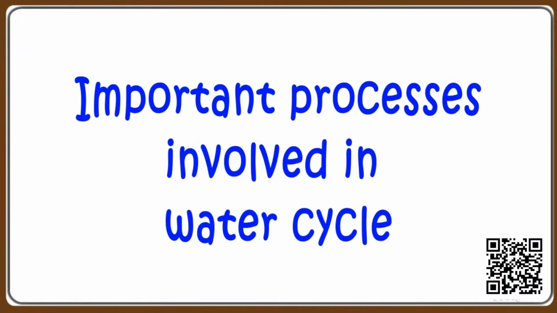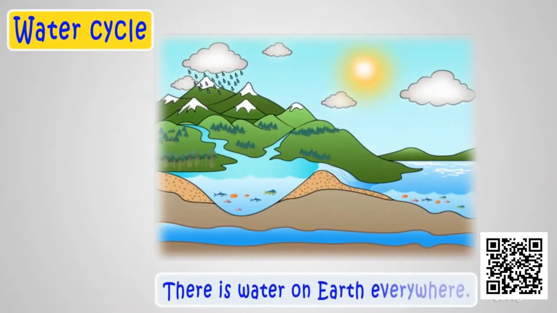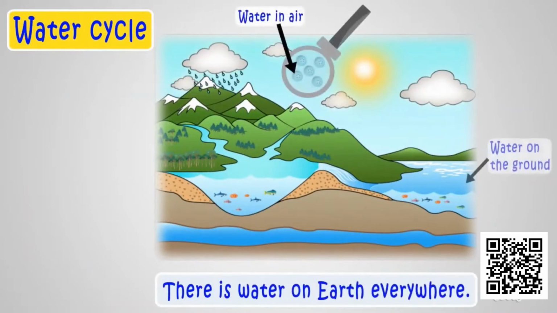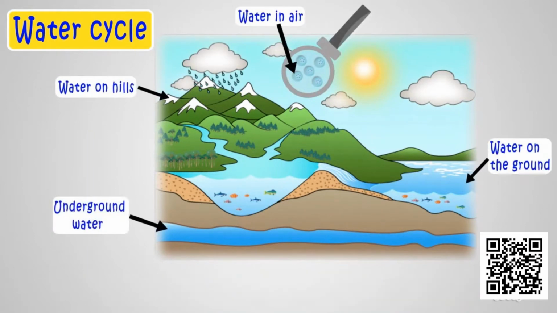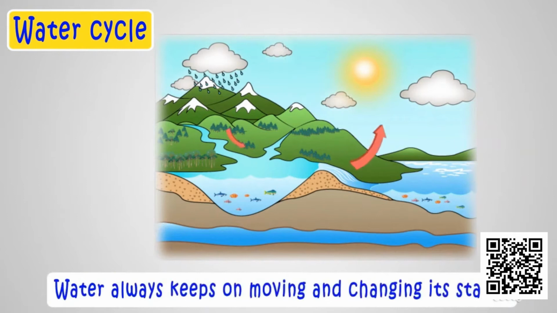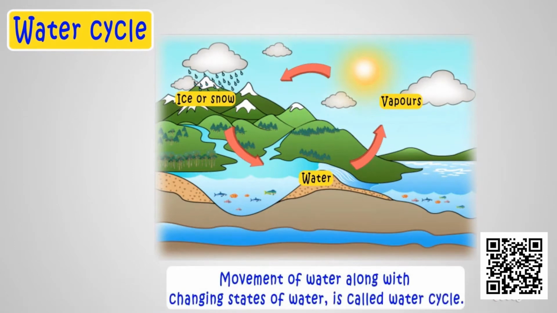So let's start. There is water on earth everywhere. In the air, on the ground, on hills, under the ground too. But this water always keeps on moving and changes its states. That is, liquid keeps on changing into water vapors, to ice, and ice again to water. And that movement of water, along with changing states of water, is called water cycle.